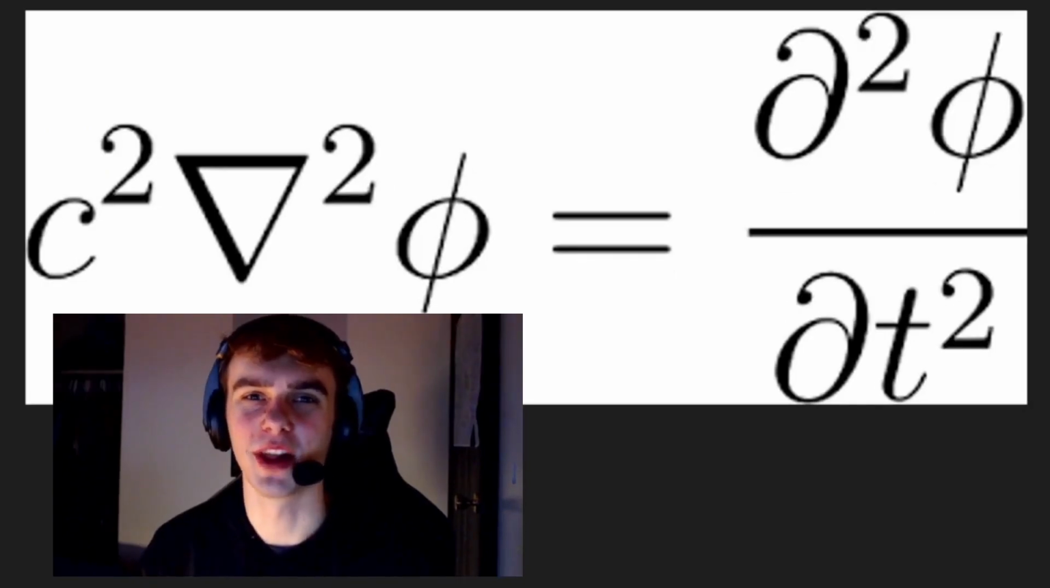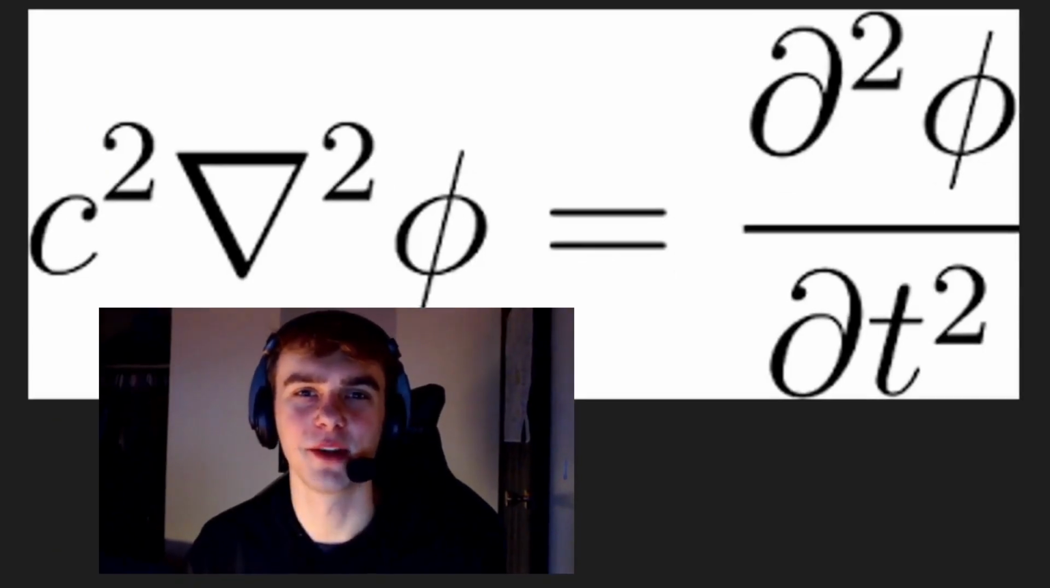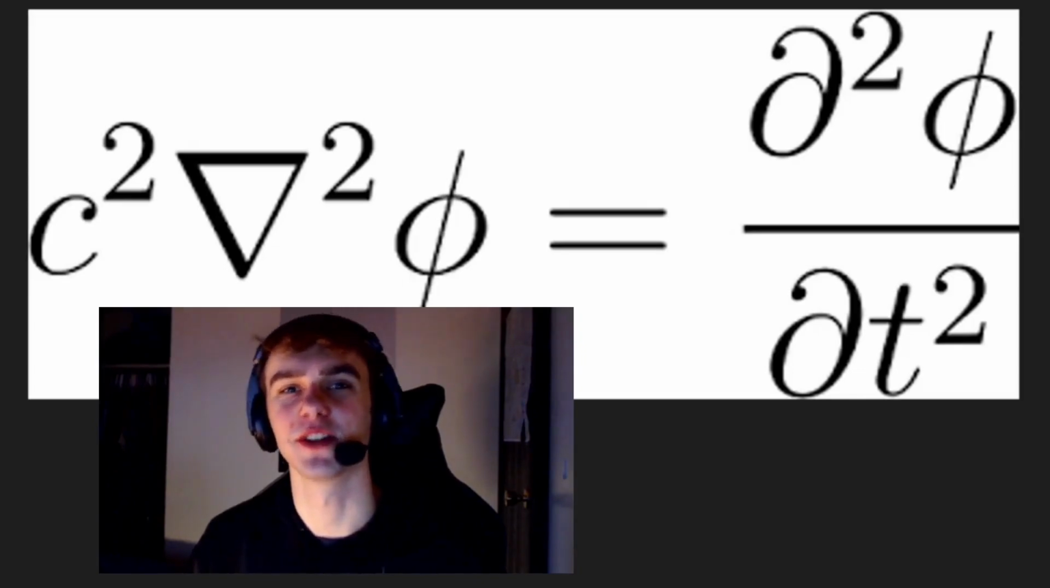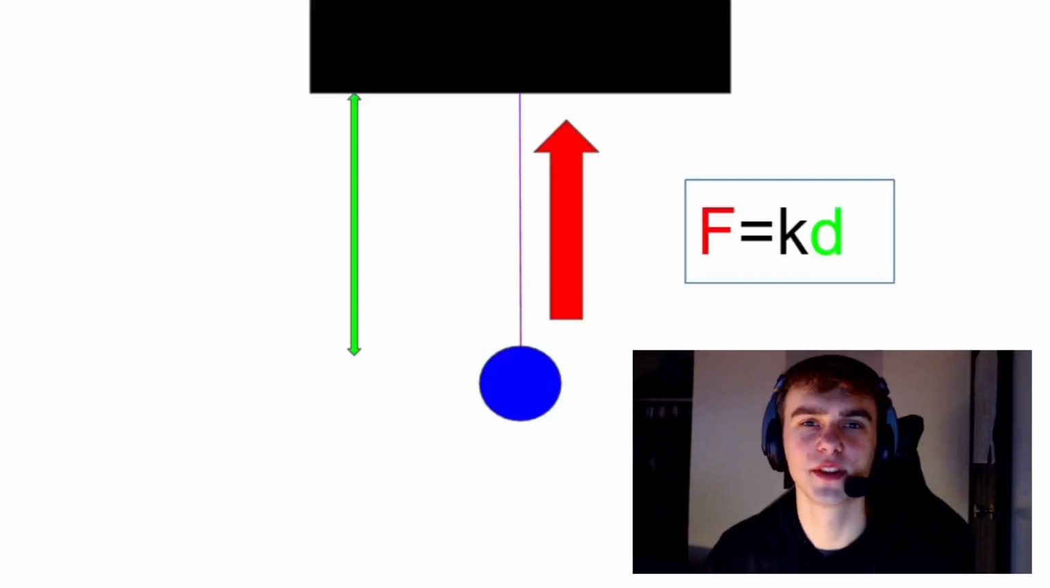So this is what the wave equation looks like. We're going to be using something a lot more simple than this. But the left side of the equation basically says that the speed of the wave squared, which is c, like the speed of light, times the curvature of this wave is equal to the acceleration of the wave. But instead of that equation, we're going to be using something much simpler. This is called Hooke's law.